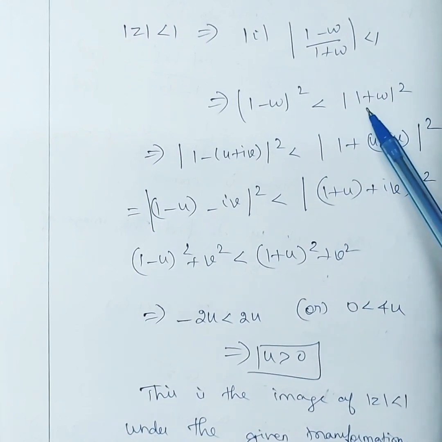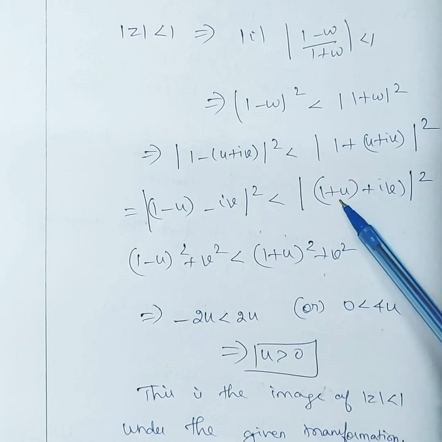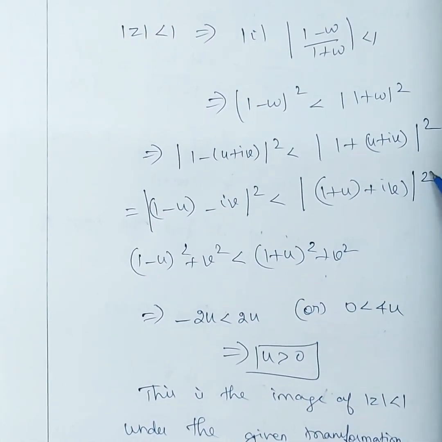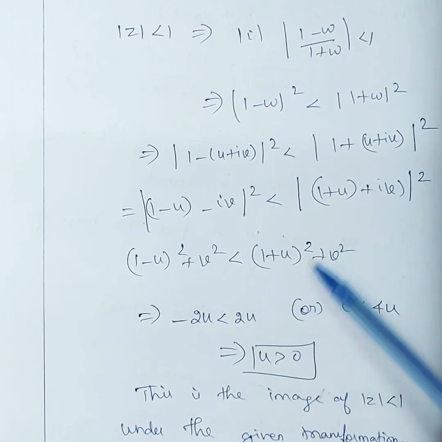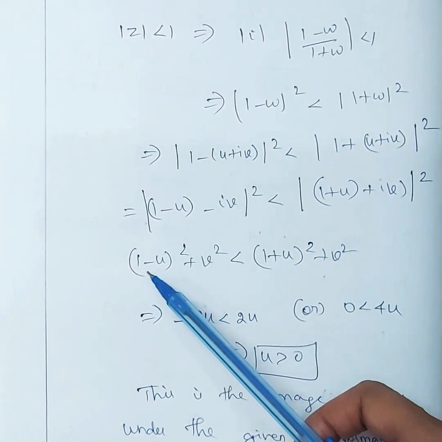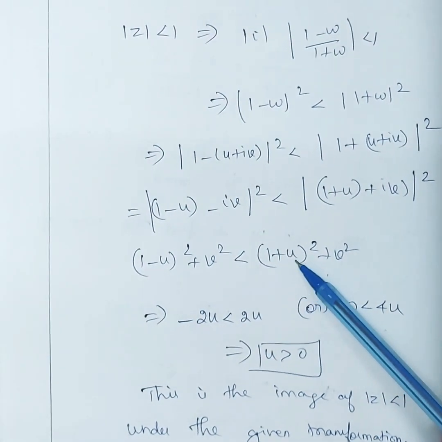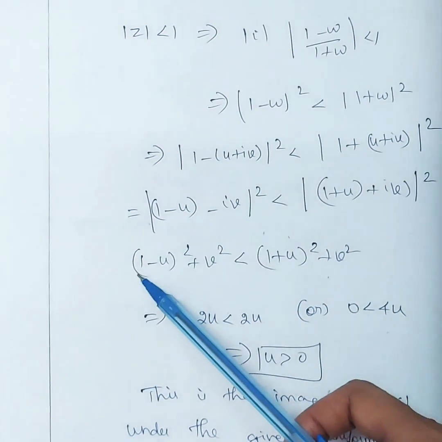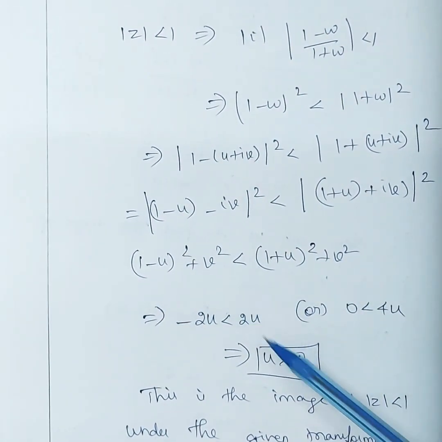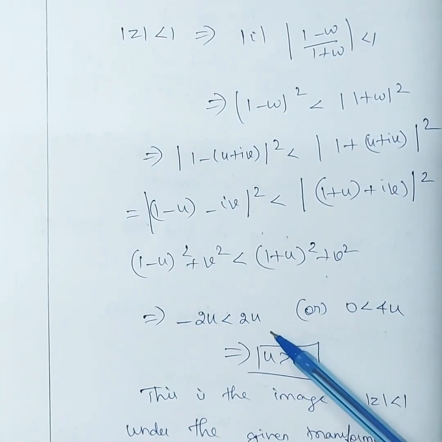Okay. Similarly, right hand side, 1 plus w, w is nothing but u plus iv, real part is 1 plus u, imaginary part is iv. Modulus of this is square root of, already we have square, right? So square root will not come. 1 plus u the whole square plus v square. And now you are going to simplify. a square plus b square minus 2ab. Here a square plus b square plus 2ab. Since we have 1 square plus u square on both the sides, that will get cancelled. v square also will get cancelled and you will get minus 2u less than plus 2u.